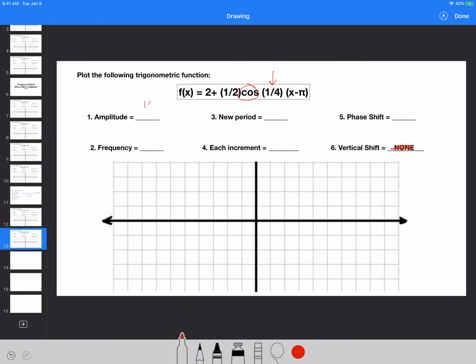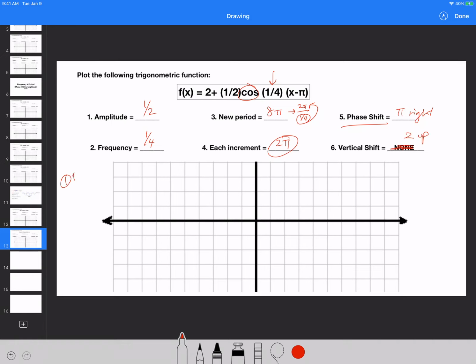The amplitude here is going to be 1/2. The frequency is going to be 1/4. New period is going to be 8 pi, and each increment would be 2 pi. If you're wondering why it's 8 pi, it's 2 pi divided by 1/4, which means I'm multiplying by 4 to the top, which makes it 8 pi. Divide by 4, I get 2 pi. Phase shift is pi to the right. Vertical shift is 2 up.